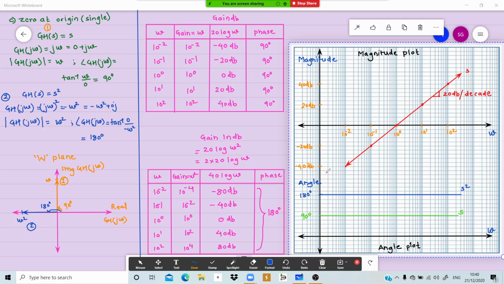I don't think 80 will fit over here, but 40 we will definitely be able to draw. So for 10 raised to minus 1, minus 40. So this point, 10 raised to minus 1, minus 40, is getting shifted over here. Then 0, again the origin, and for 10 raised to 1 the gain is 40 dB. So somewhere over here, correct? So I'll join the points.